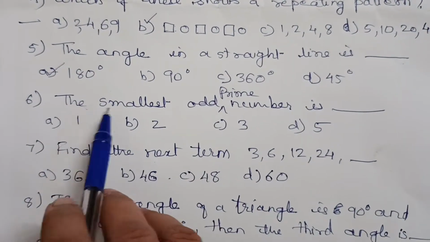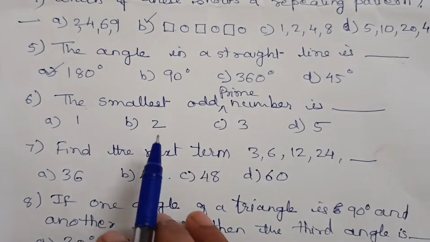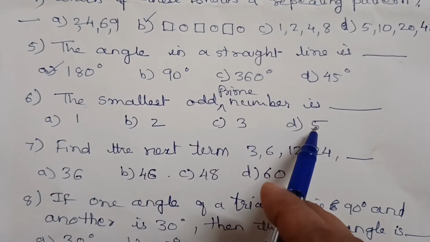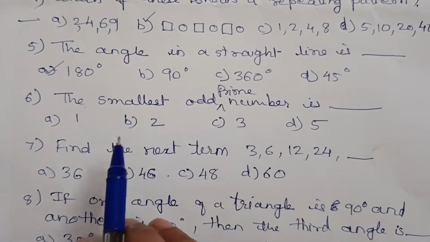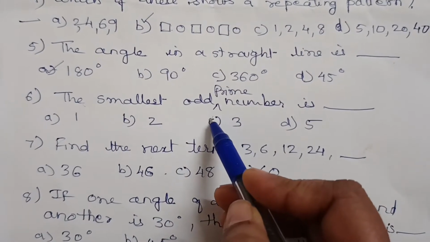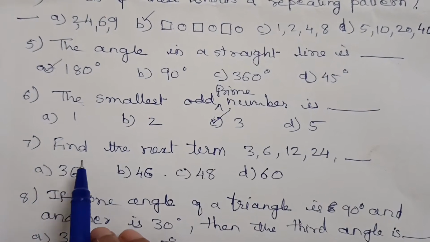Question number 6. The smallest odd prime number is dash. Options are 1, 2, 3 and 5. Odd number and prime number, that is smallest prime and odd number is option C 3.